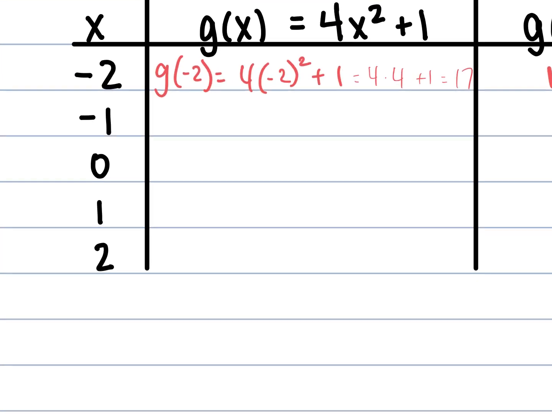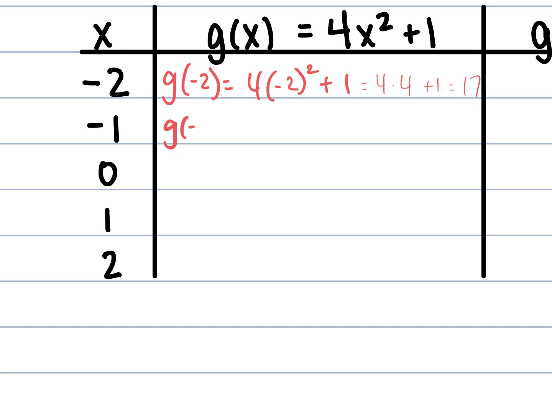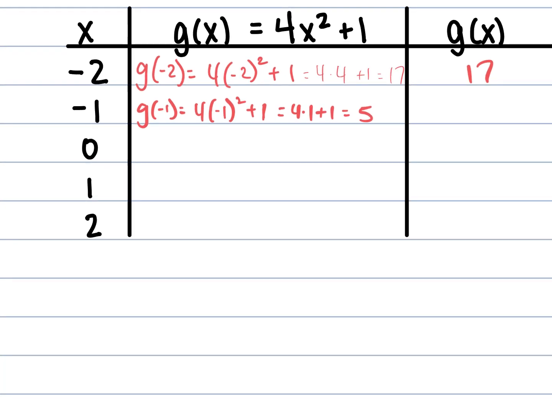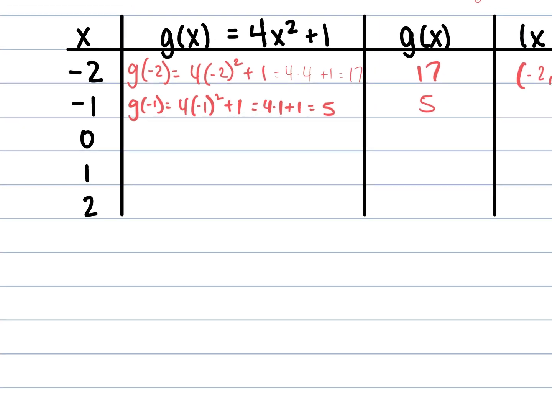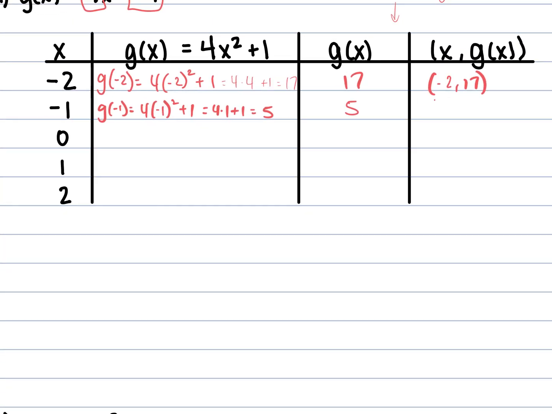Let's do my next one. g of negative 1 is 4 times negative 1 squared plus 1. What do I do first? Okay, what's negative 1 squared? What's 4 times 1? And what's 4 plus 1? So my second point is negative 1, comma 5.